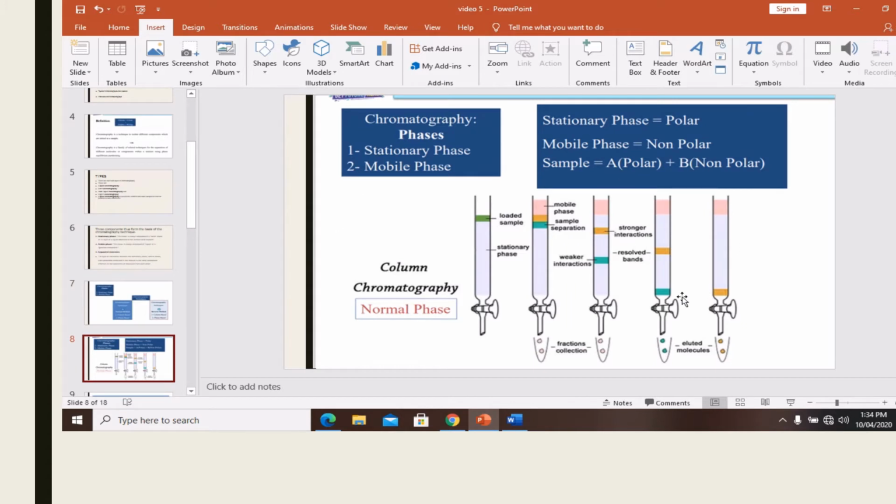This is one example of how the stationary phase and the collection of fractions work, how the elements are dissolved, and how the samples are purified after the use of chromatography. This is purely technical oriented, so I'm giving you some examples.